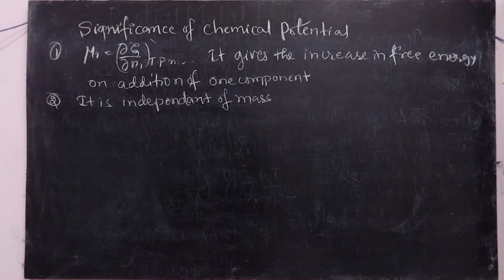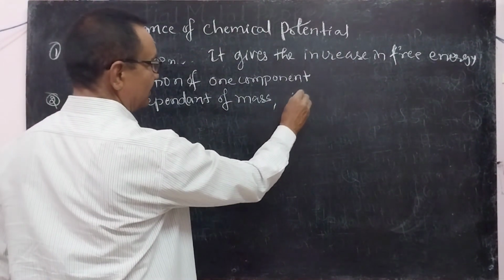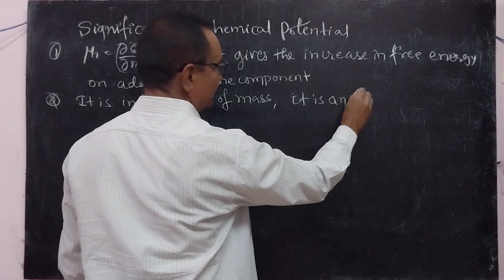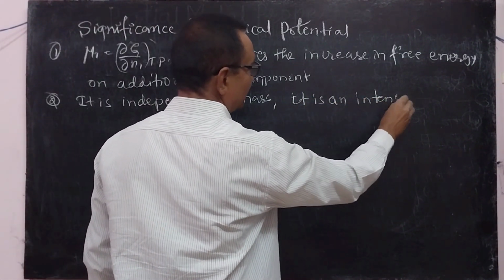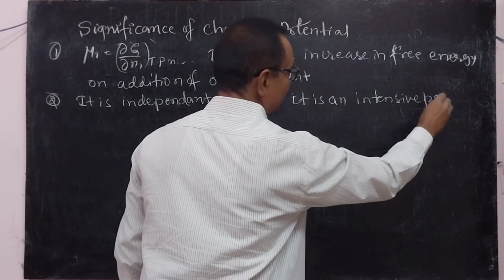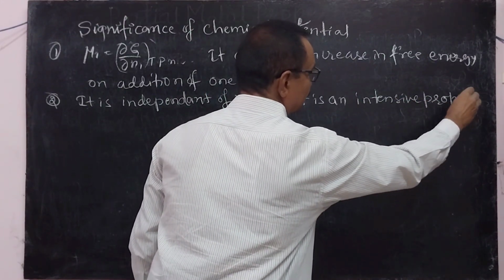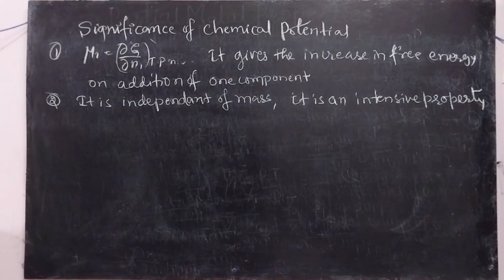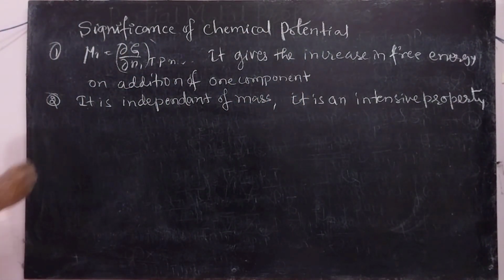Then second one, it is independent of mass. Means chemical potential is independent of the mass. It is an intensive property. Independent of the mass means it is an intensive property.